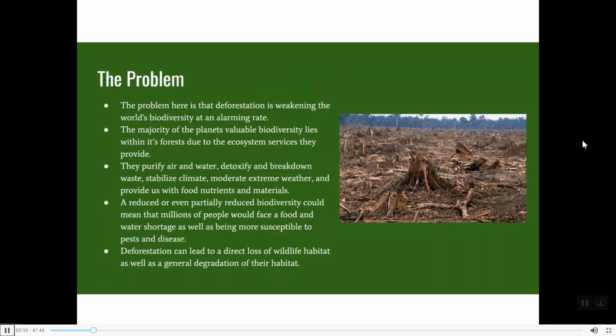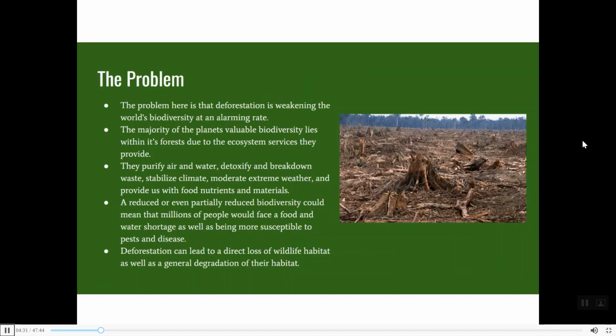A reduced or even a partially reduced biodiversity due to deforestation could mean that millions of people would face a food and water shortage, as well as being more susceptible to pests and disease. Not only would humans be hurt, but so would animals as well. Deforestation can lead to a direct loss of wildlife habitat, as well as general degradation of their habitat. The removal of trees and other types of vegetation reduces available food, shelter, and breeding habitat.